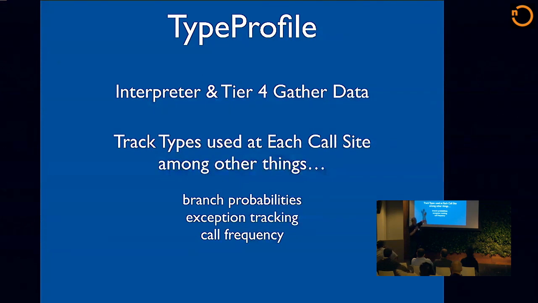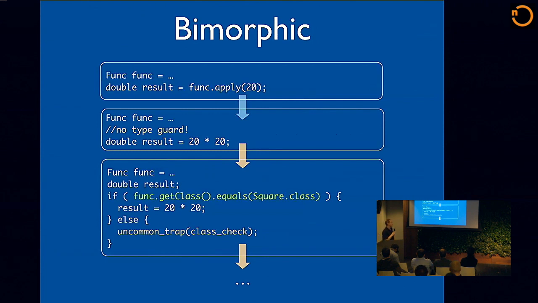After that, we go to profiling. The interpreter and C1 in tier 4 are gathering data at a call site about what types are actually used. At this call site, you use one type. At that call site, you use 2 types. At that call site, you used 3 types. It's doing this. Among tracking other things, it tracks branch probabilities so we can get rid of branches and exception tracking and the frequency of the calls and all these sorts of things. But this is the one that matters most.